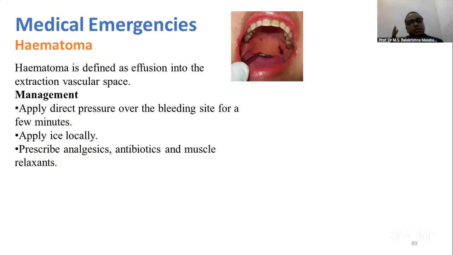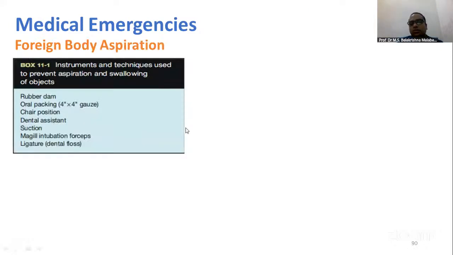Then if there is a hematoma, apply direct pressure over the site of bleeding for a few minutes; that is the only solution for this. Over a period of time, gradually it goes, right? If there is much concern, give analgesics and antibiotics, otherwise not much is required. Over a period of 14 days, this hematoma will go.